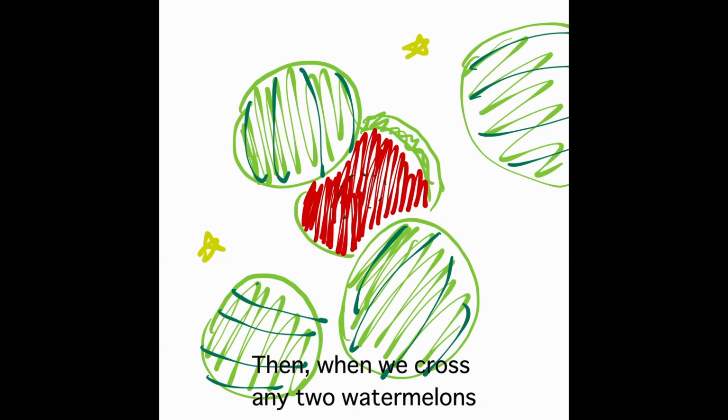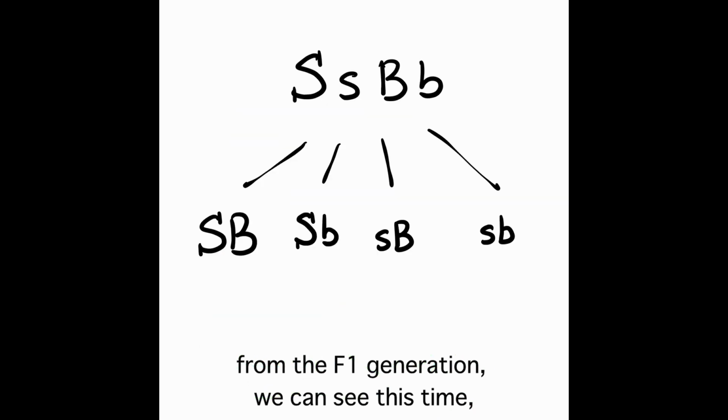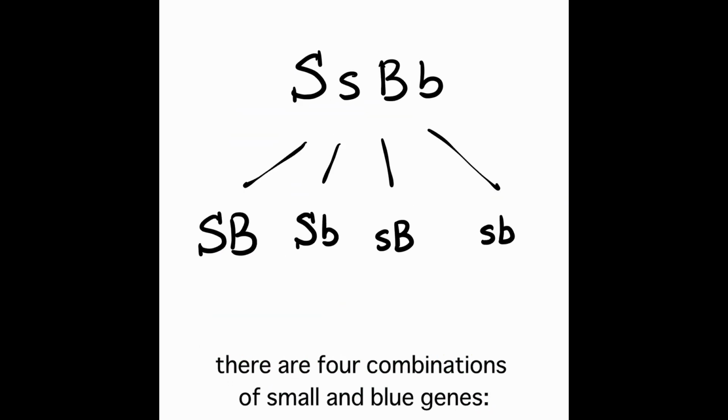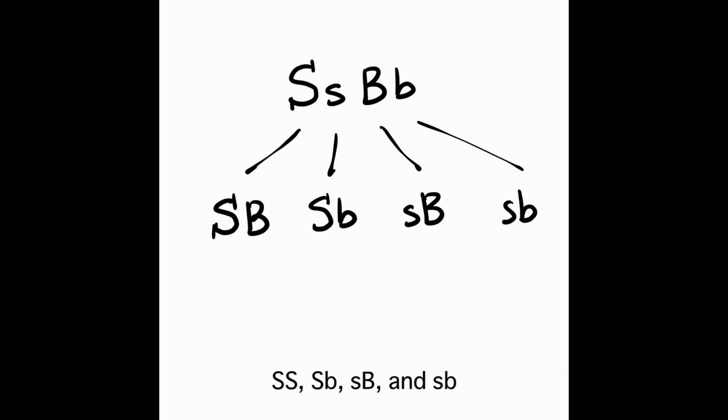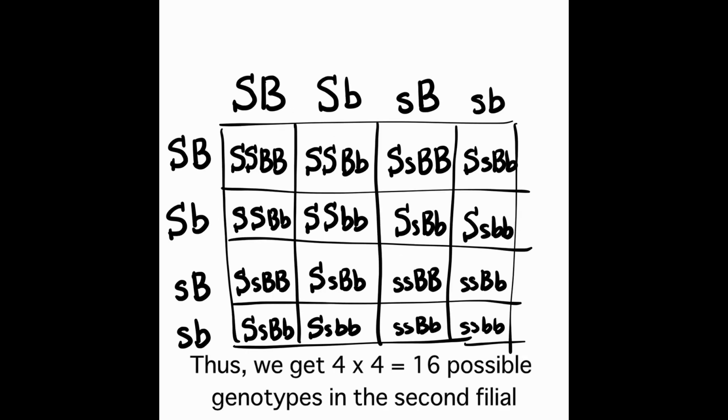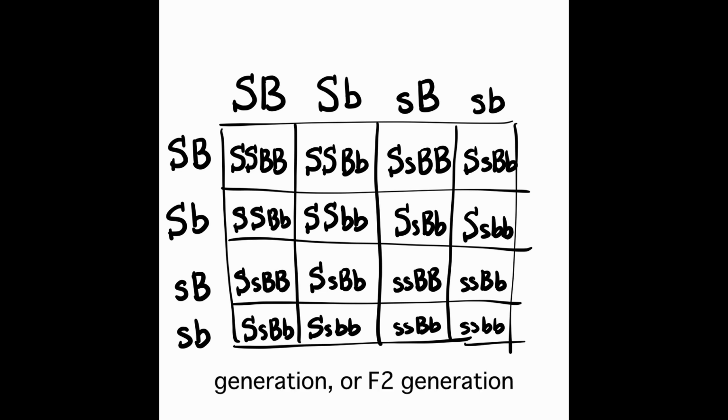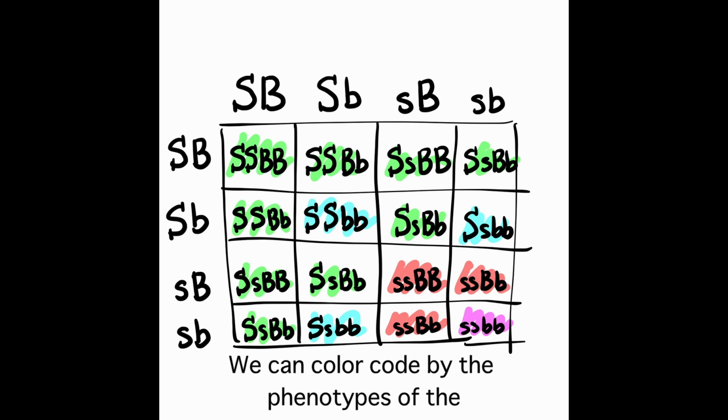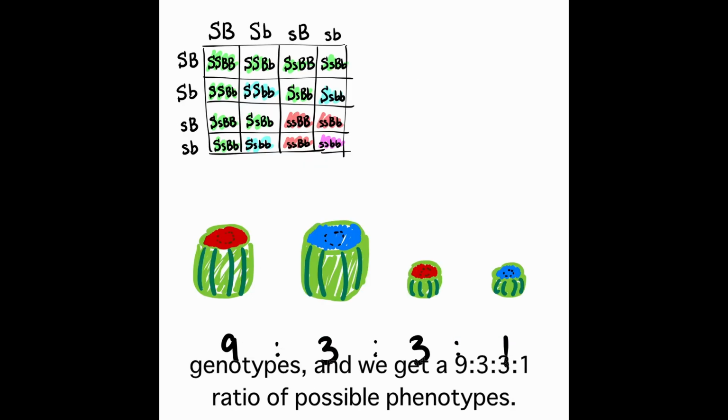Then, when we cross any 2 watermelons from the F1 generation, we can see this time there are 4 combinations of small and blue genes: big S big B, big S small b, small s big B, and small s small b. Thus, we get 4 times 4 equals 16 possible genotypes in the second filial generation, or F2 generation. We can color code by the phenotypes of the genotypes, and we get a 9:3:3:1 ratio of possible phenotypes.